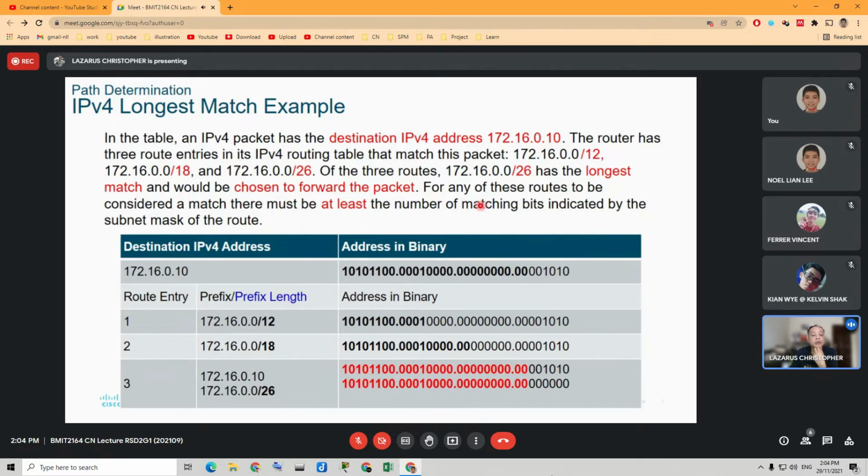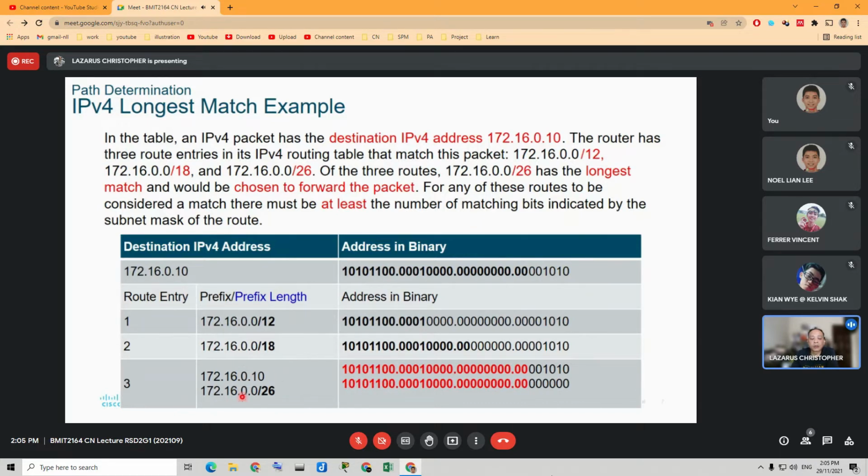For any of these routes to be considered a match, there must be at least the number of matching bits indicated by the subnet mask of the route. Have a look at this. This one matches, but only up to here, because 12. Here it matches only up to here, 18. This one matches all the way to 26, with the original destination IPv4 address. So this will win.